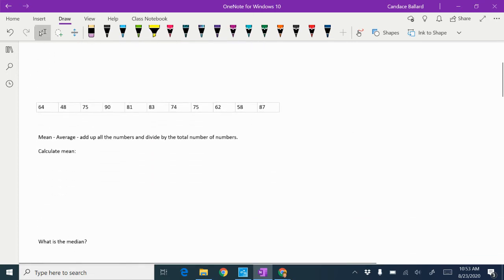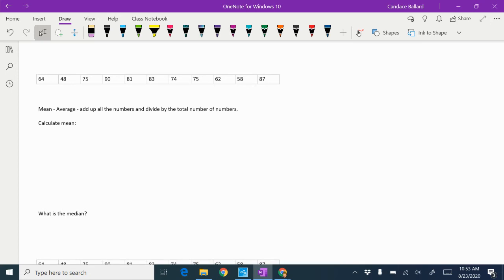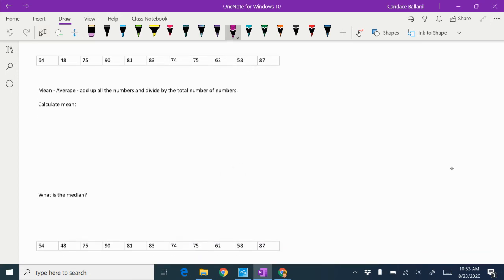So mean is basically the average. We've been doing this calculation for a really long time. You add up all the numbers and you divide by the total number of numbers. Remember, when we're doing these videos, you can always pause it and write down whatever you need to write down. So I'm not going to talk super slow. I'm just going to talk normal and you can write it down or rewind as you need to.